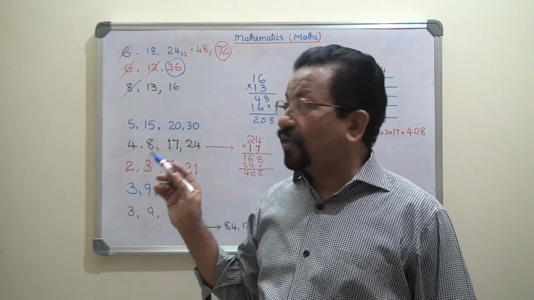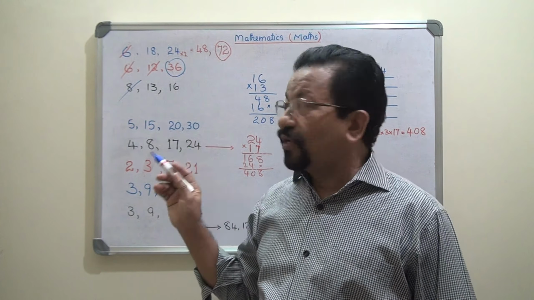For example, 5, 15, 20 and 30. Now, what is the largest number? 30. Is 5 a factor of 30? Yes, you can cut 5. Is 15 a factor of 30? Yes, you can cut. Is 20 a factor of 30? No. 20 will not go completely in 30. This is a composite number, not a prime number.